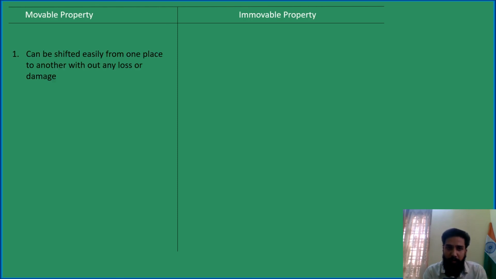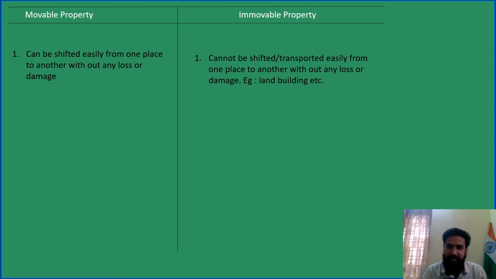So let's quickly look into what is movable property and immovable property. First, movable property can be shifted from one place to another without any loss or damage. Second, what is immovable property? It cannot be shifted or transported easily from one place to another without any loss or damage, for example land, buildings, etc. And we already know much more about the definition of immovable property now.